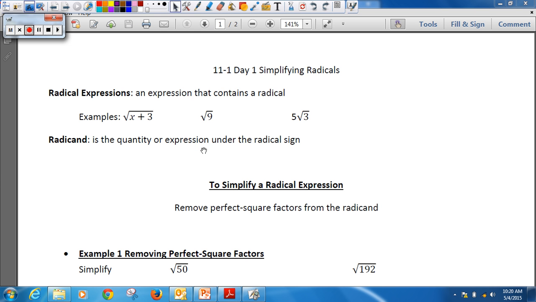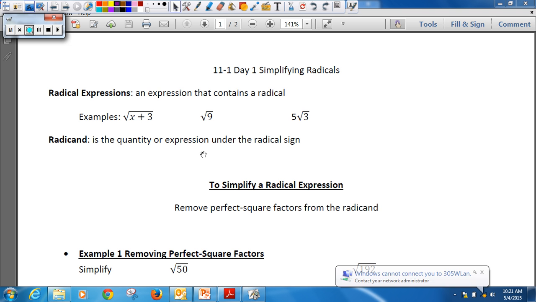Today we will be discussing how to simplify radicals. A radical expression is an expression that contains a radical sign. So for example, the square root of x plus 3, the square root of 9, and 5 square root of 3 are all examples of radicals.